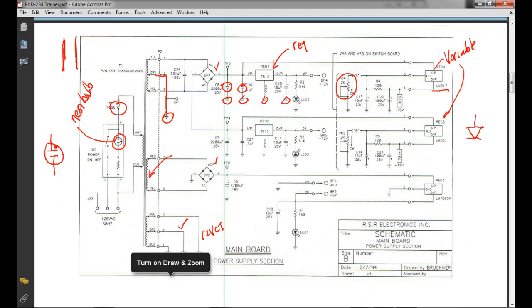Yeah, that's what they're doing. They're using it as a full wave center tap. But the way it works is if you actually look at the circuit, and if I can get back to my PowerPoint.